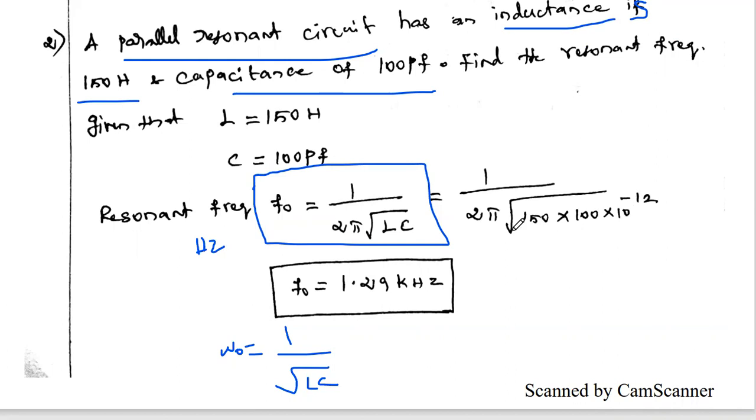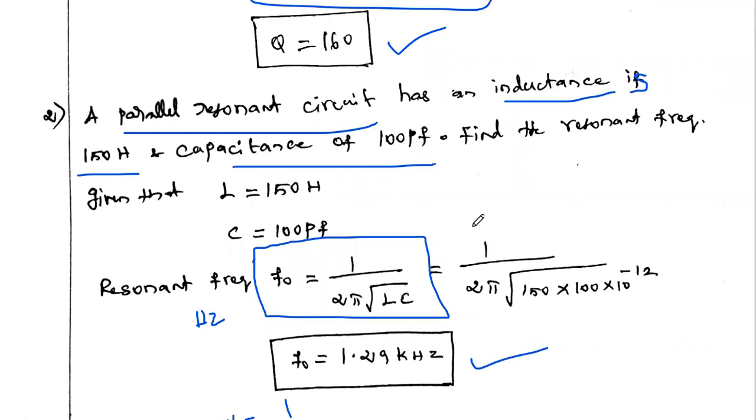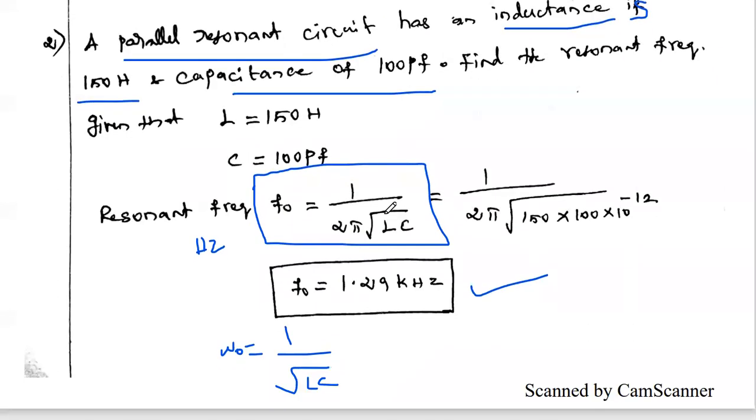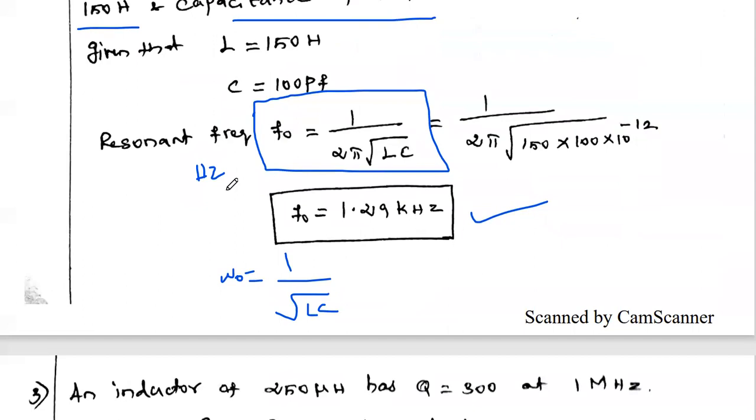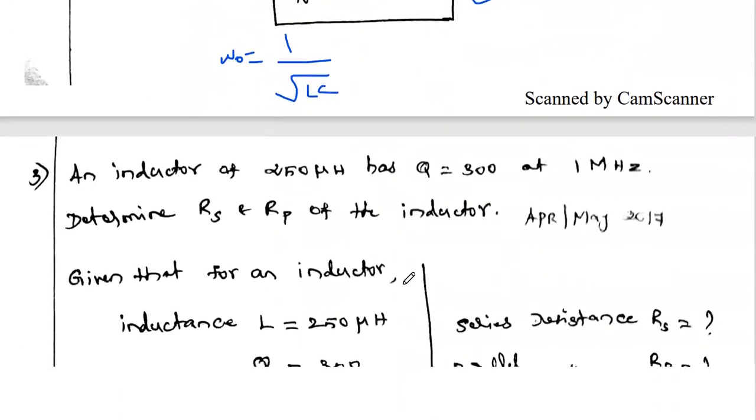Here the L value and C value are given. What is the value of L? 150 Henry. And the capacitor? 100 picofarad, so 100 into 10 to the power, pico meaning 10 to the power minus 12. Substituting, we get the resonant frequency f naught equal to 1.29 kilohertz. This is also a very important problem: if L and C are given, we just find the resonant frequency. This is one of the important 2 mark problems from tuned amplifiers.